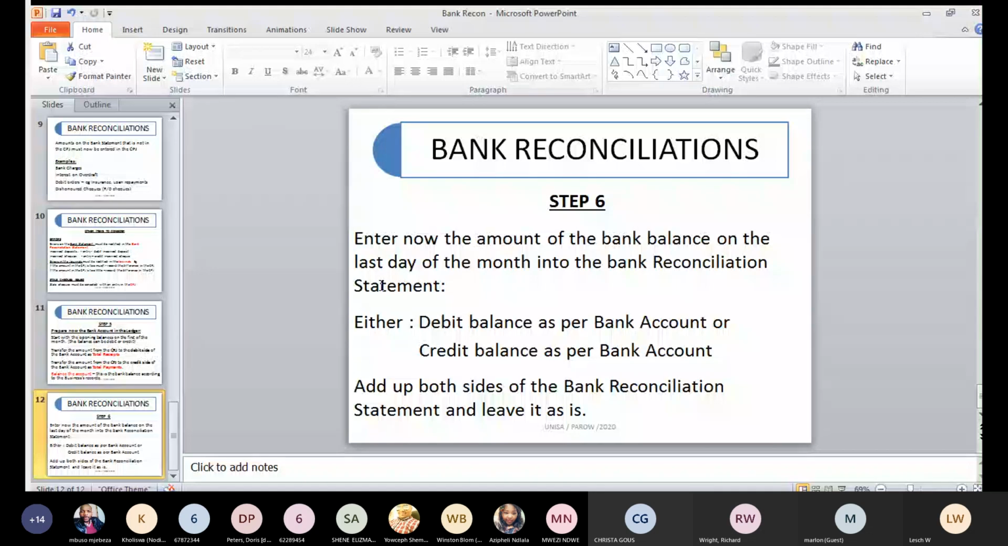You add, and it is supposed to balance, but if it doesn't balance, you leave that and you move on to the next question. Don't get bogged down trying to get your bank reconciliation statement to balance. You are not going to get any additional marks if it balances. So you just leave it like that.